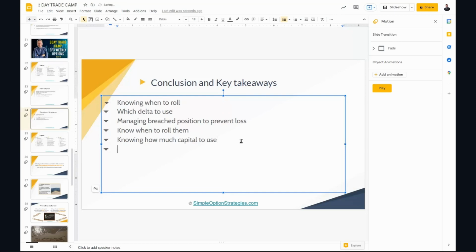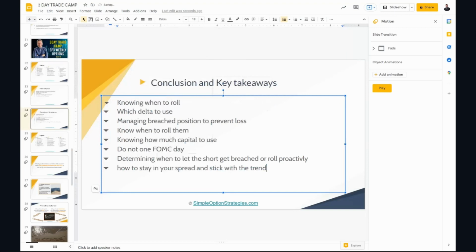That's a good one. Do not place trade on FOMC day. Very good. When's your next service? All right, let's do that. Okay, these are great takeaways, guys. I really appreciate that. Okay, so let's move on here.